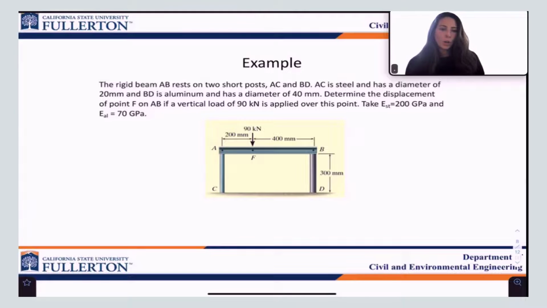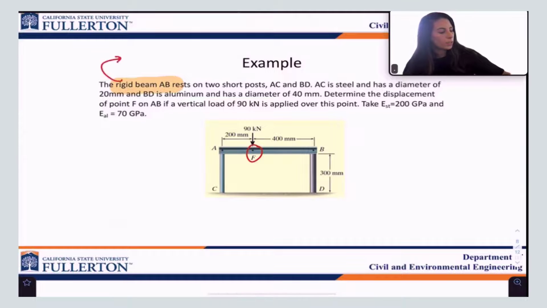All right, so what are we looking for? Let's summarize what we're looking for here. We're looking for displacement, specifically at point F, right here. Okay. One key piece of information is that this beam is rigid. What does that tell us? We have uniform displacement. Rigid means uniform displacement.